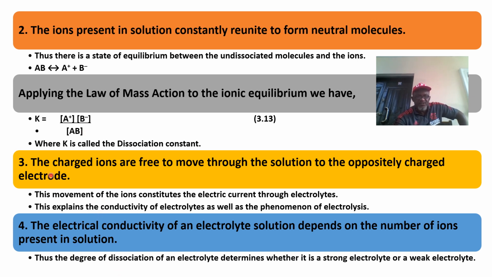3. The charged ions are free to move through the solution to oppositely charged electrodes. This movement of ions contributes to electric current, and this explains the conductivity of electrolytes, which of course gives the phenomenon of electrolysis. 4. The electrical conductivity of the electrolyte solution depends on the number of ions present in solution. Therefore, the degree of dissociation of the electrolyte determines whether that electrolyte is a strong electrolyte or a weak electrolyte.